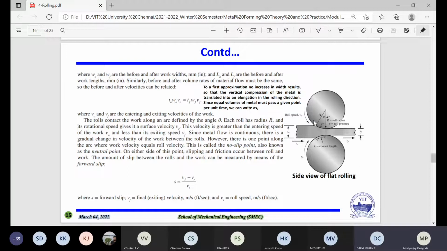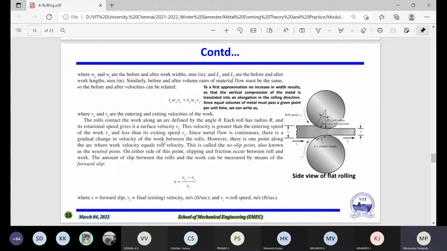And each roll has a radius r. We have two rolls here, and this roll radius is r, and this roll radius is r, and its rotational speed gives its surface velocity VR. Okay, so now you have three things: one is V0, one is VF, and one is VR. So every time, that's why in the exam also I'm asking that you have to write this very clearly. Because if you write just A0, V0, and W0 equal to A0, AF, VF, and W, then what should I know? What is AF? What is A0? Because many confusions are there.